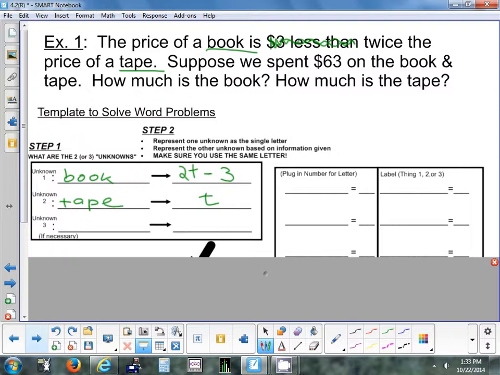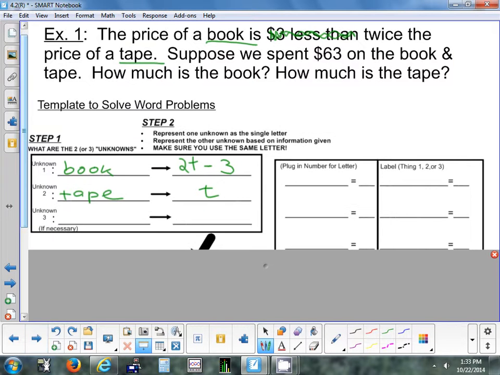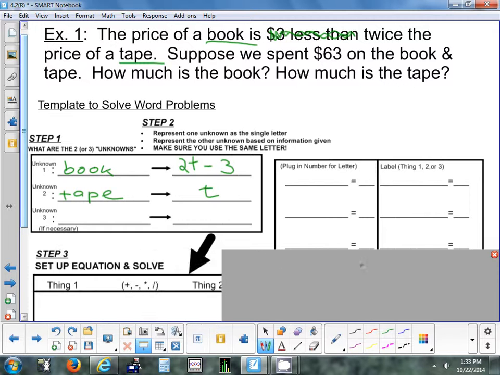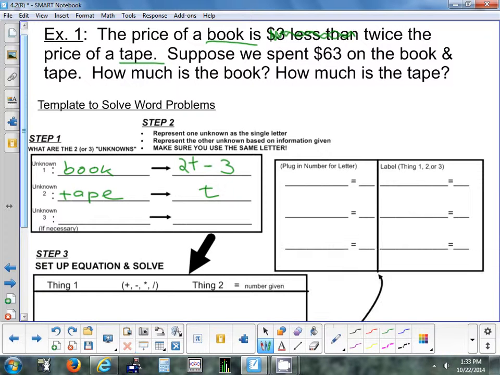Because last night when I looked at the homework, you guys are great at getting the unknown and putting a single letter. You guys are spot on with that. But we had to do that second unknown, plug in some stuff, and it was a little bit more difficult. All right, so that's what you did yesterday.